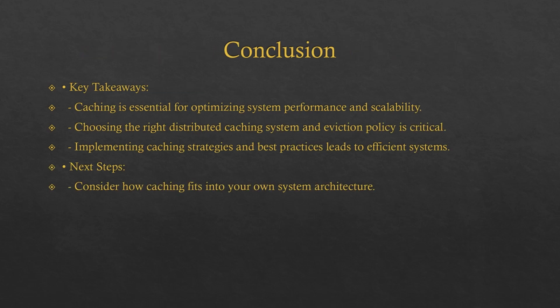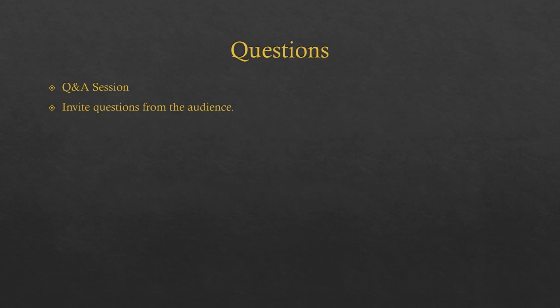In conclusion, caching is a powerful technique for optimizing system performance and scalability. By choosing the right distributed caching system, eviction policy, and caching strategy, we can significantly improve the efficiency of our systems. Remember, successful caching requires careful planning and monitoring. Thank you for your attention. This concludes our session on caching techniques in high-level design.